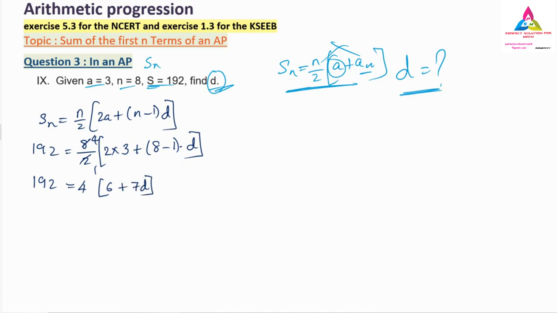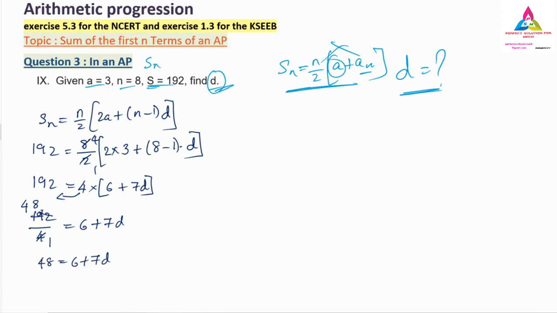Now what do we have to do next? We have to shift this 4 to the other side. When you shift the 4 to the other side, it will divide, because in between 4 and 6 plus 7d we have multiplication. So 192 divided by 4 is equal to 6 plus 7d. So we have to calculate. 4 1s are 4, 4 4s are 16. How much is left? 19 minus 16 is 3. So 32. 4 8s are 32. So 48 is equal to 6 plus 7d.